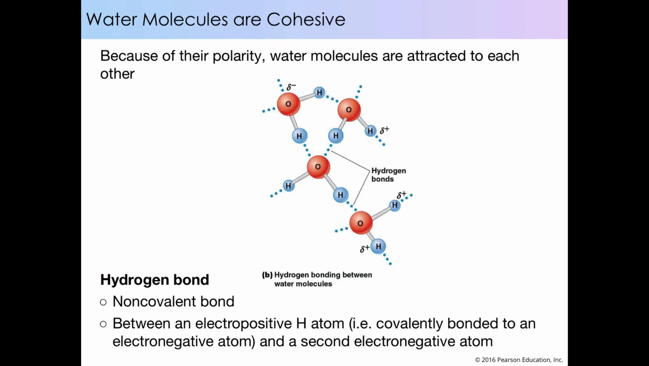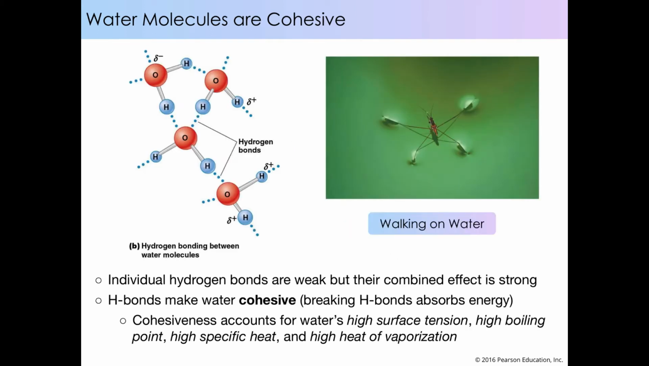Hydrogen bonds, which are non-covalent bonds, form between different water molecules, specifically between an electropositive hydrogen, which is a hydrogen that has a partial positive charge because it is bonded to an electronegative atom, the oxygen, and a second electronegative atom. In water, there's an extensive hydrogen bonding network, and in liquid water, each water molecule forms hydrogen bonds to approximately 3 other molecules, whereas in ice, molecules form hydrogen bonds to 4 other molecules. And it is this extensive hydrogen bonding network that makes water cohesive.